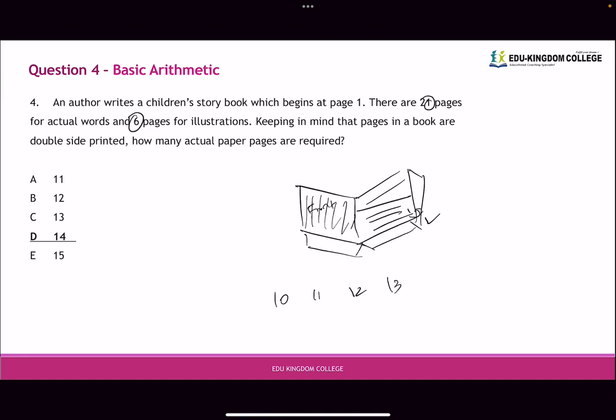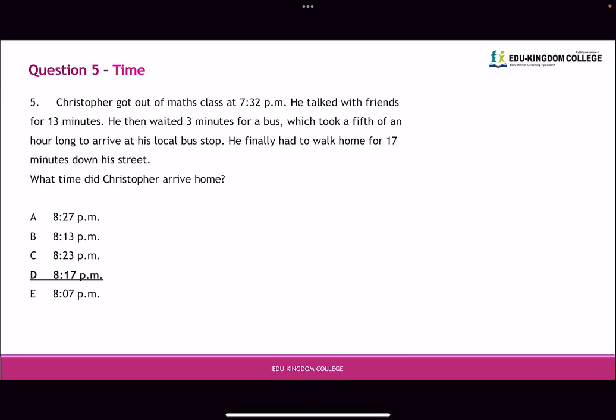Okay, so there's going to be second, third, fourth, fifth. Okay, and then 14 is going to be the sixth page. Sorry, I didn't read that. So 14 is only going to have one side filled up with an illustration. The other side is going to be blank. So it's going to be 14 pages.